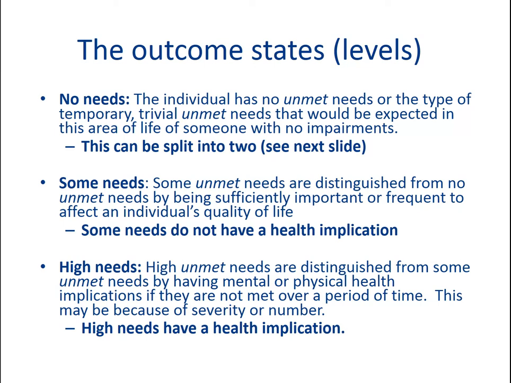Finally, at the bottom, we have an outcome state called high needs. This level is trying to capture people who have high unmet needs in this area of their life. This might be because they no longer meet their own needs in this area and do not yet receive services to compensate for this, or because the services that they have already are not helping with this area of their life. The distinction between high needs and some needs is that high needs have a health implication, whereas some needs, it's about quality of life.